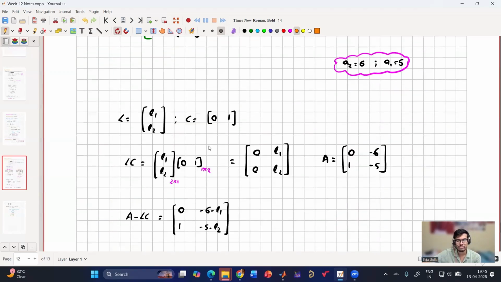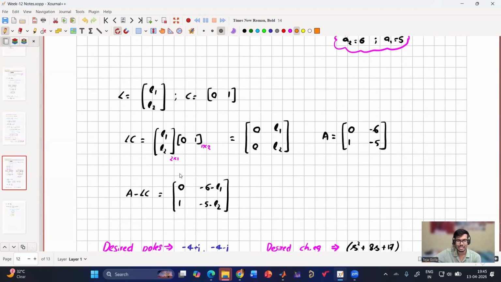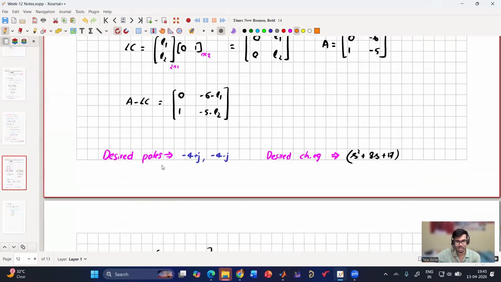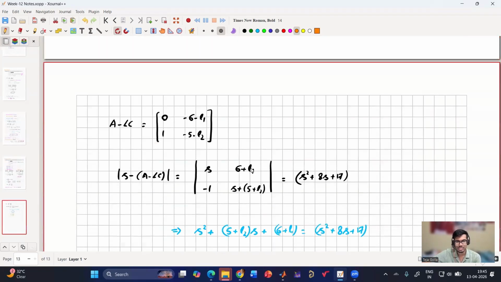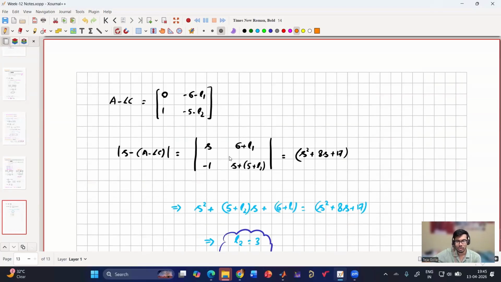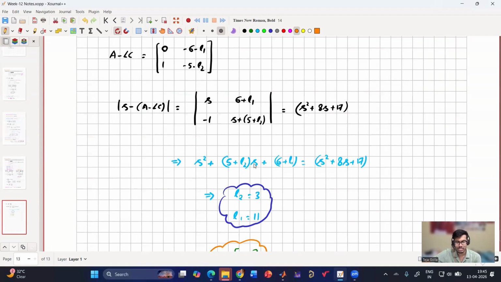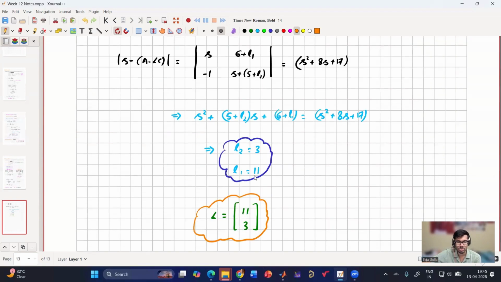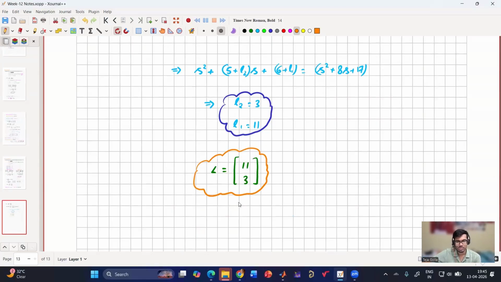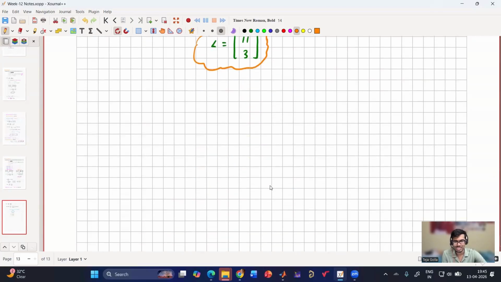So I got the A, B, C, D matrices. L is unknown. I calculated LC, then A minus LC. They have given the desired poles. Then I checked the desired characteristic equation. Then determinant of sI minus A minus LC gave the characteristic equation in terms of L1 and L2. Again, two equations, two unknowns. I solved for L1 and L2. The concept is simple, only you should not make any mistake and you should understand how to solve step by step. So this is more or less the discussion for week 12.